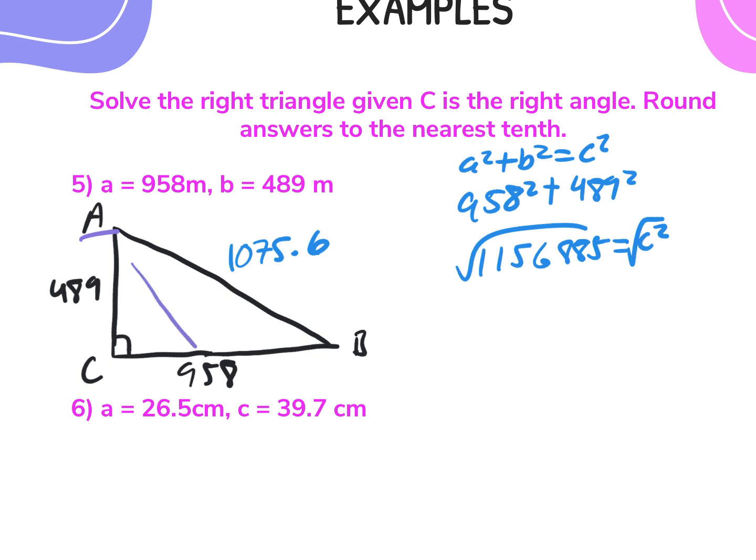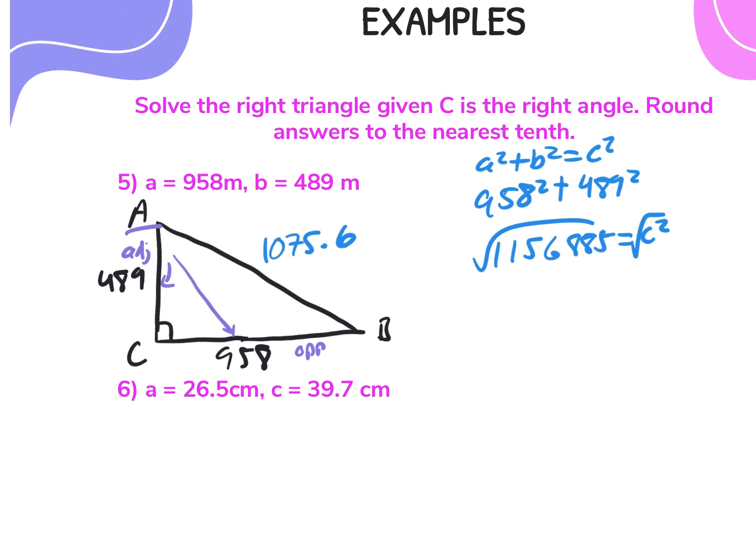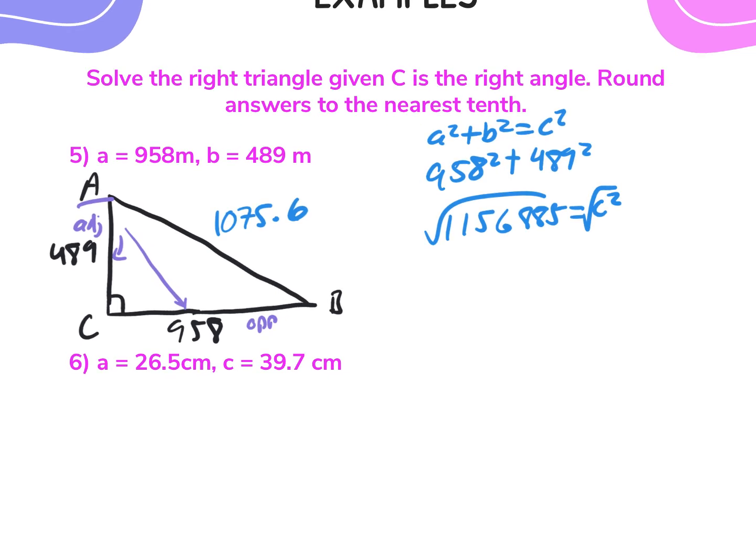I would use my opposite side and my adjacent side to try to find angle A, just because these are unrounded answers. This 1075.6 that we got was a rounded answer. So if we use that number, you'll get a pretty similar answer to what it actually is, but you won't get the exact answer. So just keep that in mind. And now, opposite and adjacent, we know that's tangent.